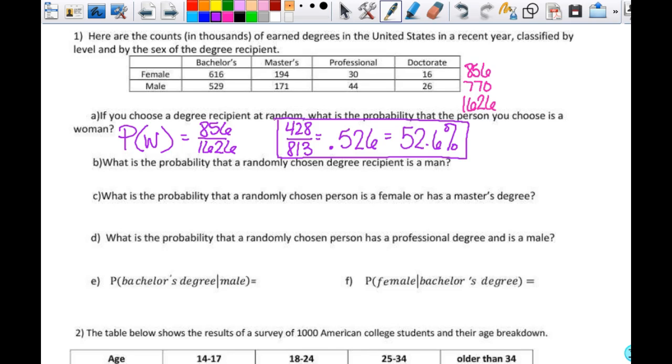It says, what is the probability that a randomly chosen person is a female or has a master's degree? So that would be the probability that the person is a female. How do I do or? The union. Okay. Female or has a master's degree.